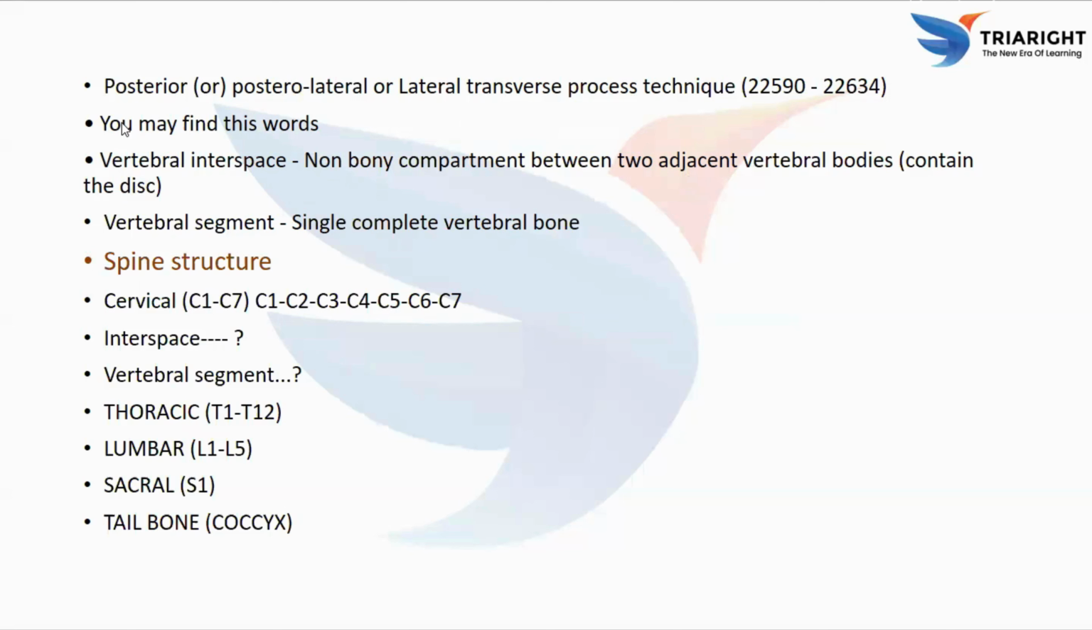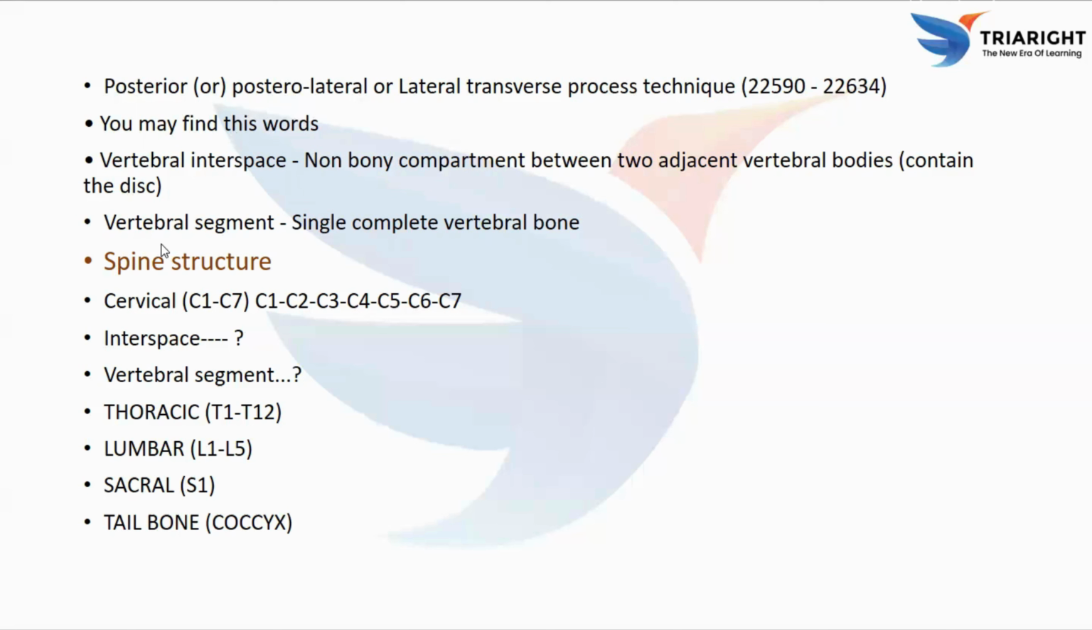So what are the keywords you may see in the operative notes? Understanding these terms helps you to count the levels correctly. First, vertebral interspace. What is a vertebral interspace? It's a non-bony space between two adjacent vertebrae. It contains the intervertebral disc. For example, L4 to L5 is one interspace. So an interspace is nothing but a disc space.